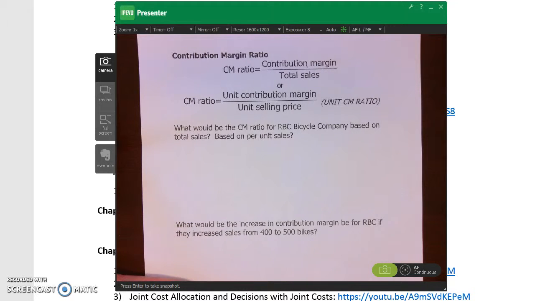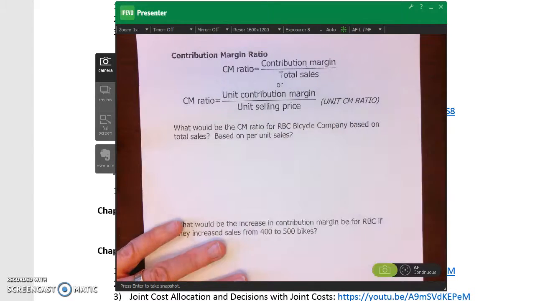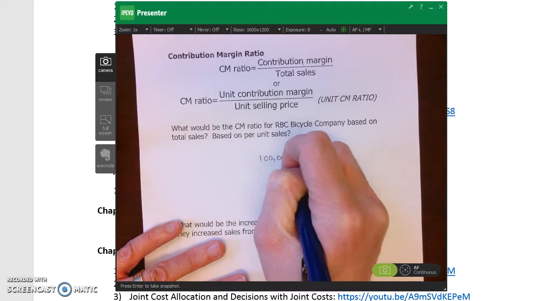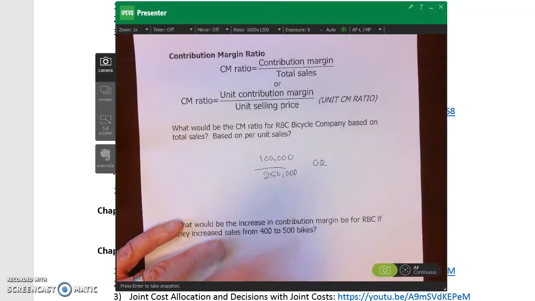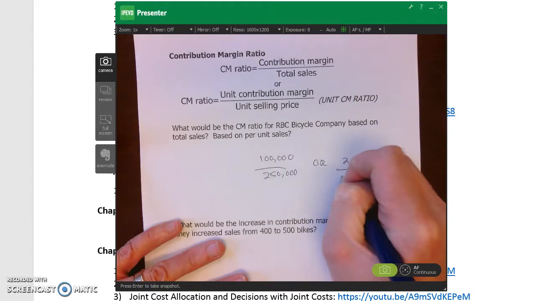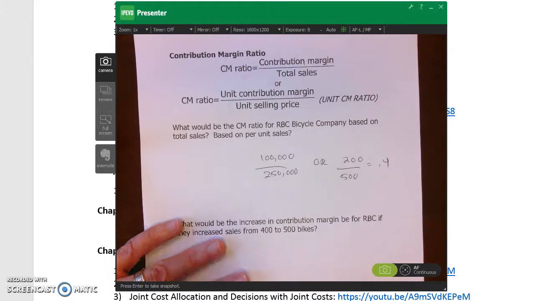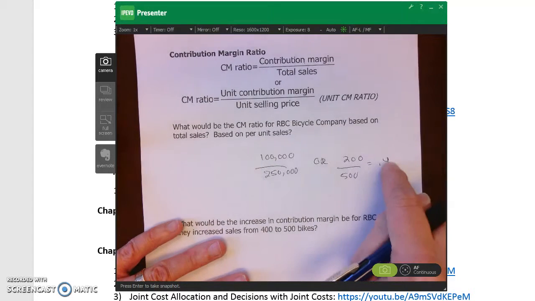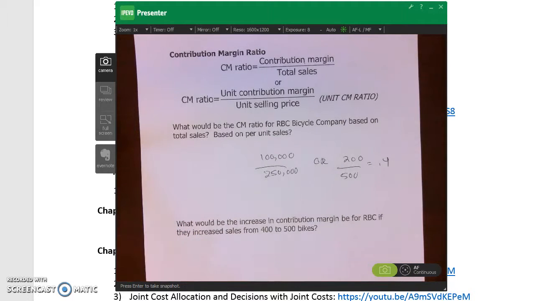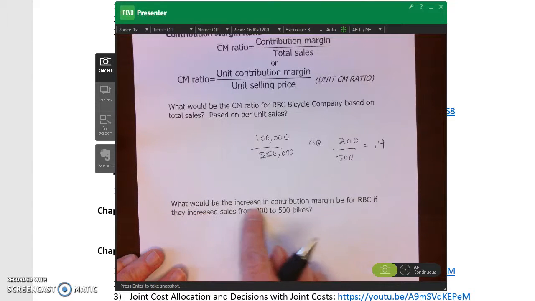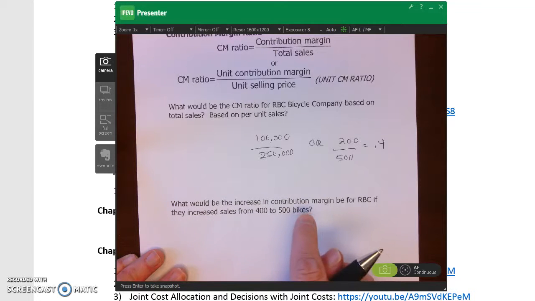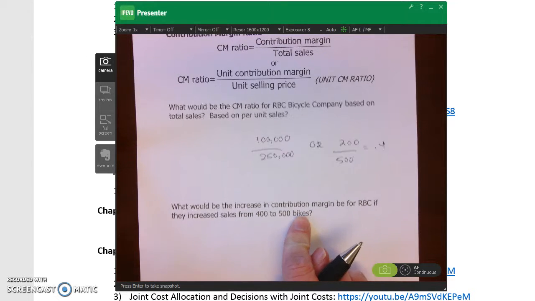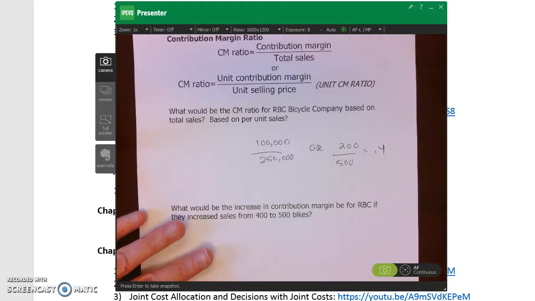Okay. So in terms of the unit basis, we could take our 100,000 divided by our 250. Or on the unit basis, we could say our 200 divided by our 500. In any case, it equals 0.4. It says that we get 40 cents of contribution margin for every dollar of sales. Okay? So now what we can say is, what would be the increase in contribution margin if we increase sales from 400 to 500 bikes? We can use this contribution margin ratio to solve that problem.